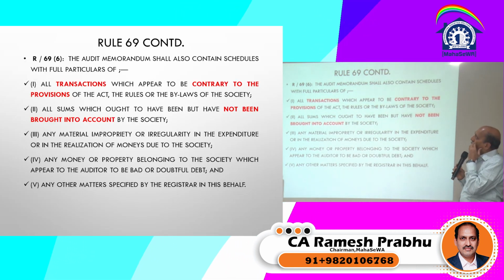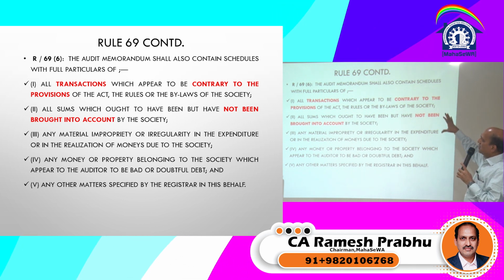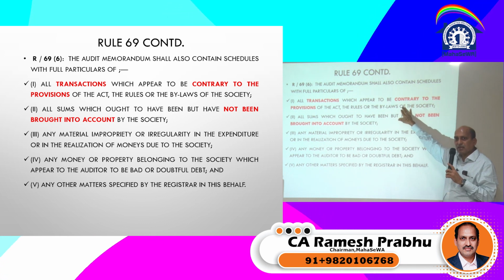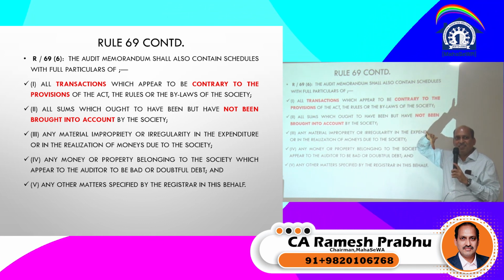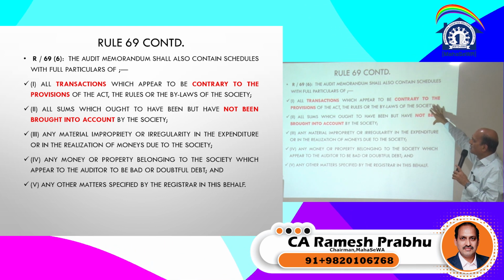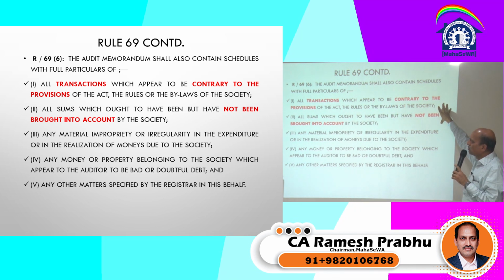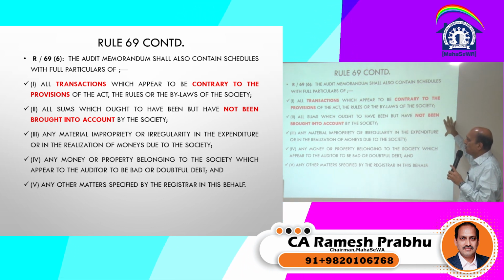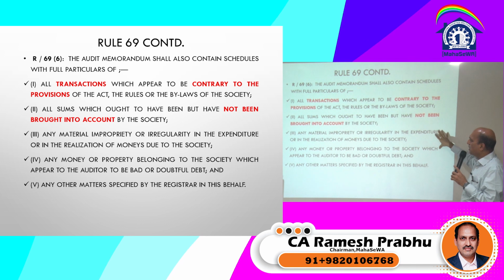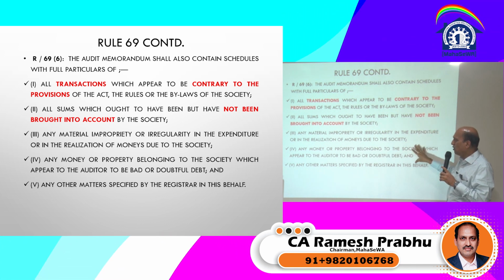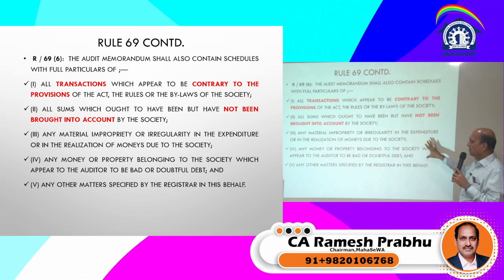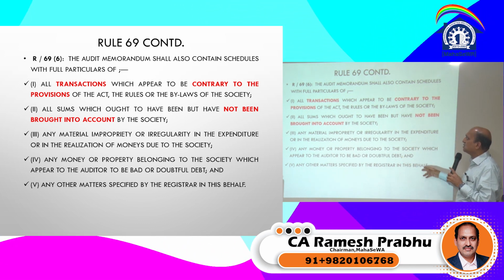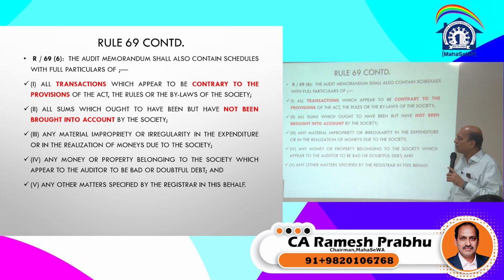Next. The audit memorandum shall also contain schedules. There will be schedules all the time which appear to be contrary to the provisions of the Act. You must have seen schedule A to E. Various schedules we are giving. So the transactions which appear to be contrary to the provisions of the Act and rules, all sums which ought to have been accounted in the books of account, all material impropriety or irregularity in the expenditure, any money or property belonging to the society which appears to the auditor to be bad or doubtful, any other matter specified by the registrar. Everything has to be covered in the audit report.